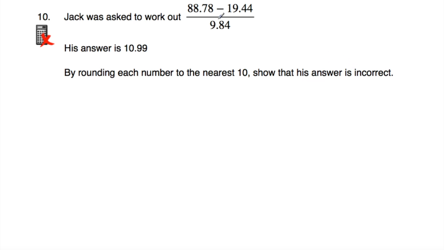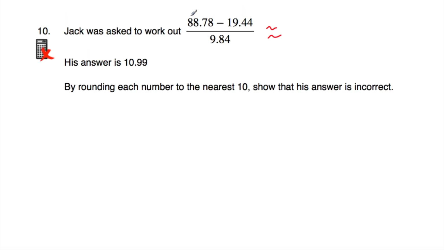Okay, so let's round each of these numbers to the nearest 10. So that's approximately equal to, if we round them all to the nearest 10, 88.78 to the nearest 10 would be 90. Subtract 19.44 to the nearest 10 would be 20. 9.84 to the nearest 10 would be 10. So we've got 90 subtract 20 divided by 10. That's our estimate.